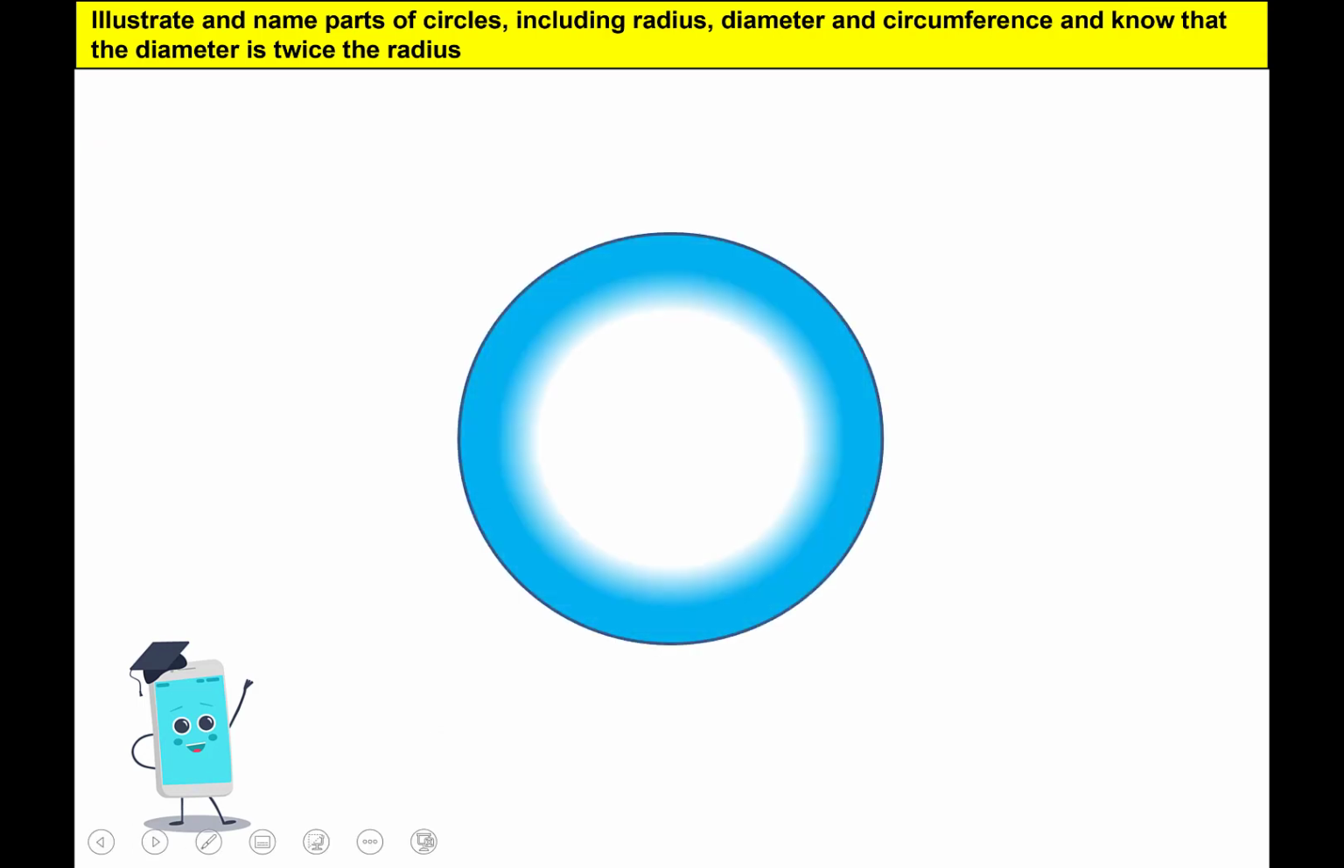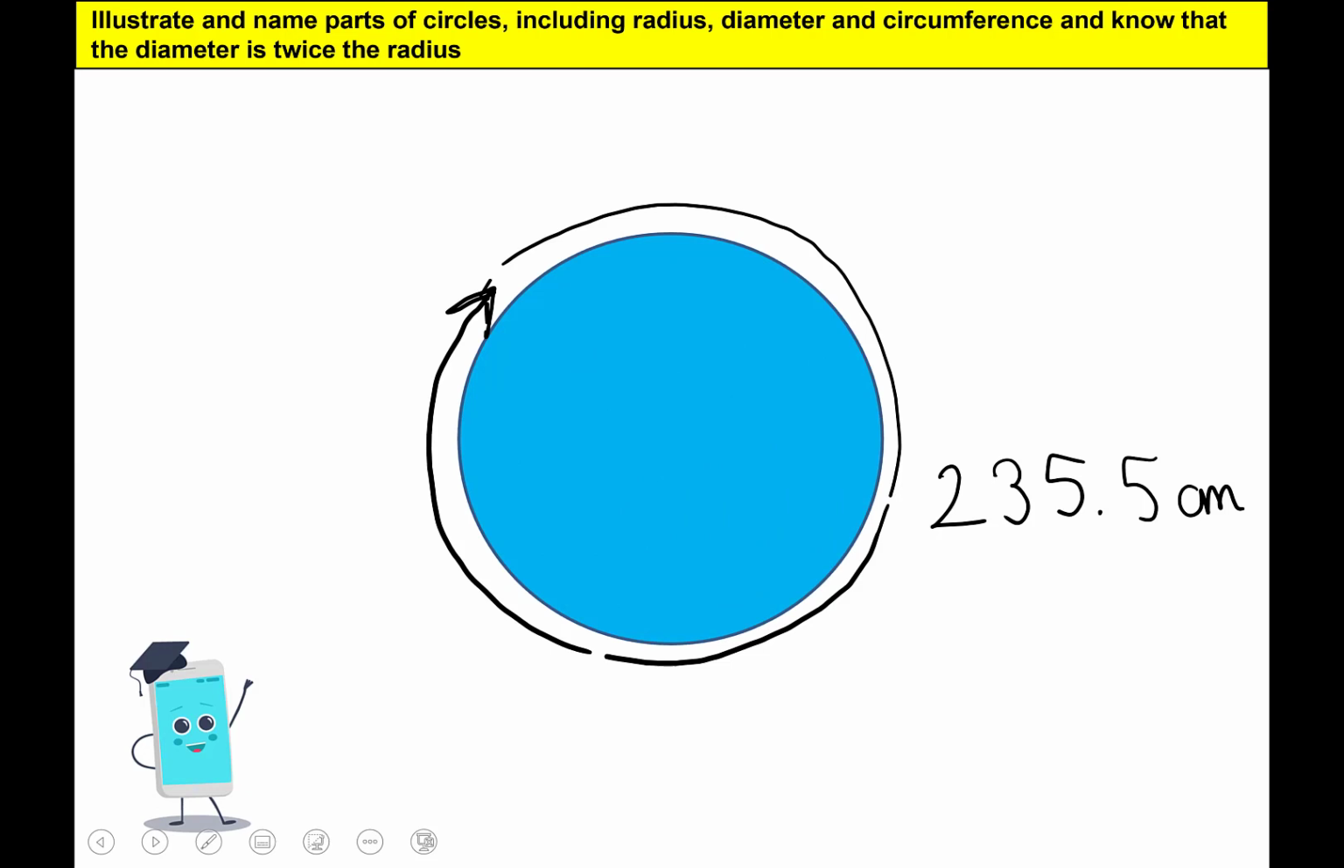Okay, so in our example, we first need to think about what clue we have been given. Is this the radius, is this the diameter, or is this the circumference? Okay, it's the outside of the circle, so that is our circumference. Have a look on your circle guide and remind yourself how the circumference links to the radius. How could we use the circumference to find the radius?